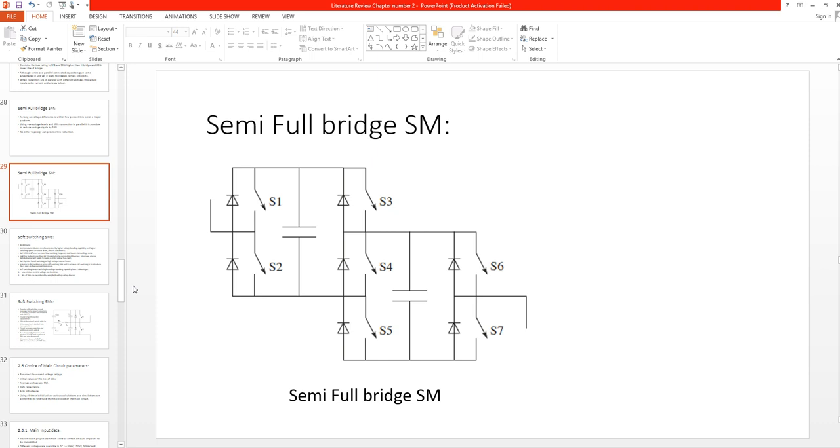Now we are going to study what soft switching submodules are. What are the soft switching submodules? We are going to study this.